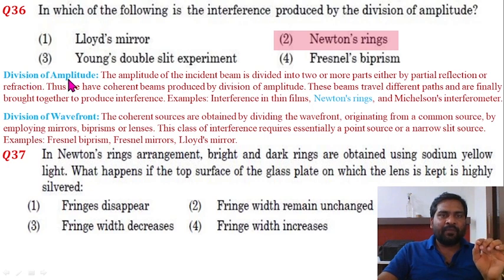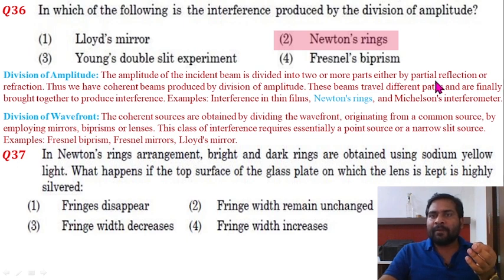One is division of amplitude, in which the amplitude of the incident beam is divided into two or more parts, either by partial reflection or refraction. These beams travel different paths and are finally brought together to produce interference. Examples are interference in thin films, Newton's rings, and Michelson's interferometer.